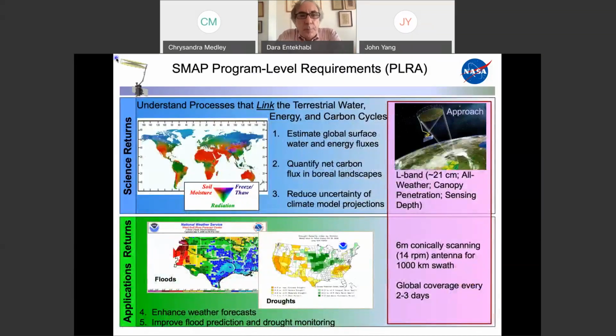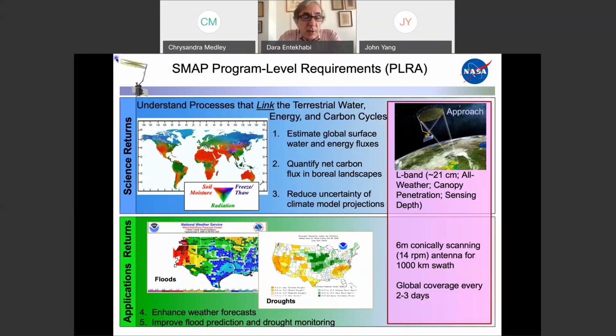The program level requirements include 5 science areas. These are basically the contract with NASA on what this mission should deliver on. These are all signed before launch. And there's basically 2 groupings. One of them is Earth system basic research questions in the top, and then application returns on the bottom, which I'm not going to talk about in this talk.